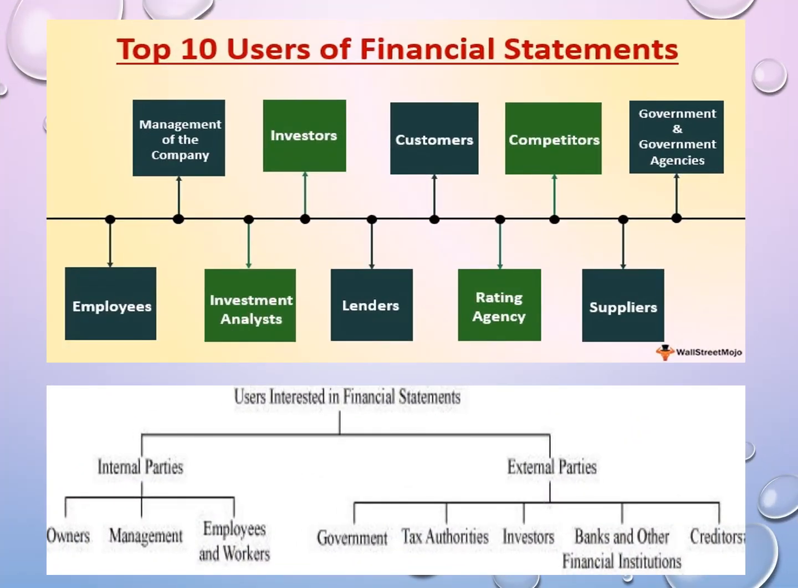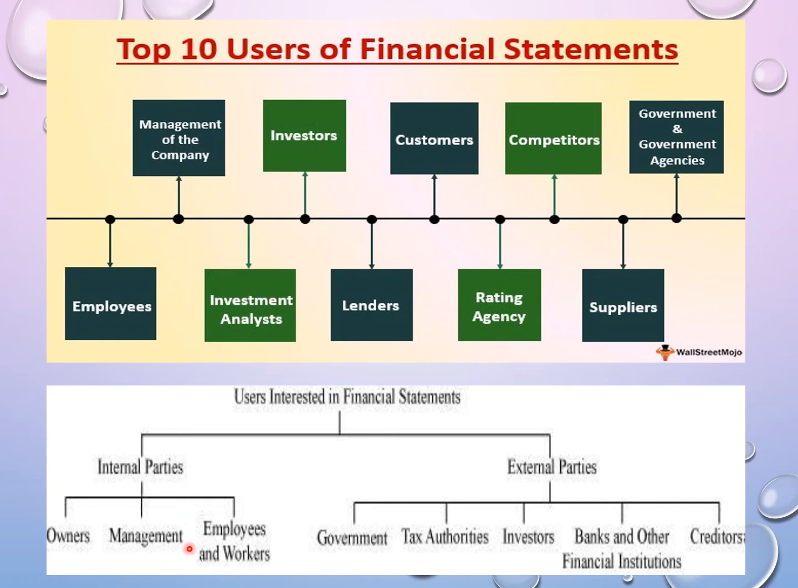We can categorize users under two heads: internal parties and external parties. Internal parties can further be categorized into three subheads. First, owners. Second is management. Third is employees and workers. These three parties form part of internal parties who are interested in the financial statement of any company.